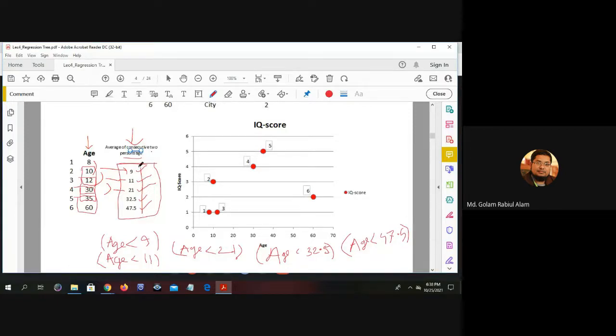So we have here total 5 splitters. That means we can split the A's on 9, we can split the A's on 11, we can split the A's on 21, 32.5, 47.5. But we have to know which splitter is better. We have to find out that. Okay. So any question up to this slide?